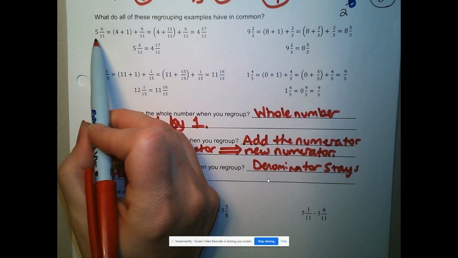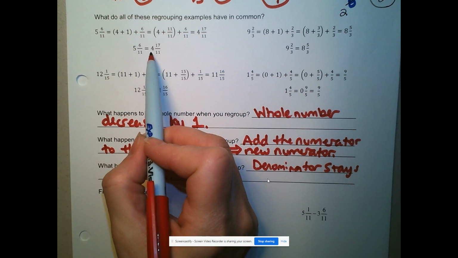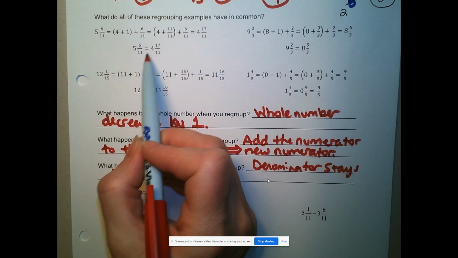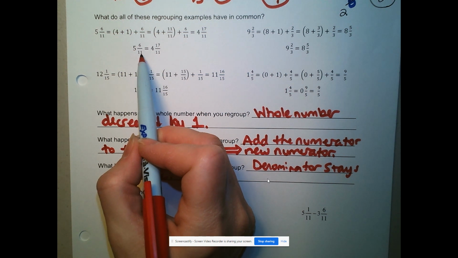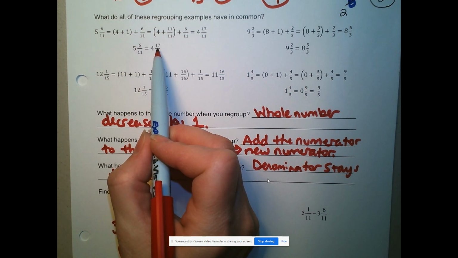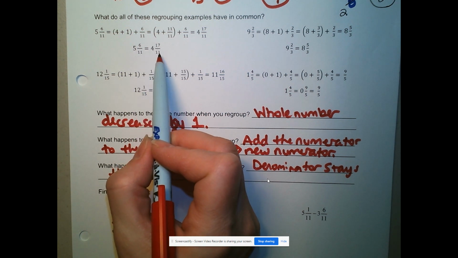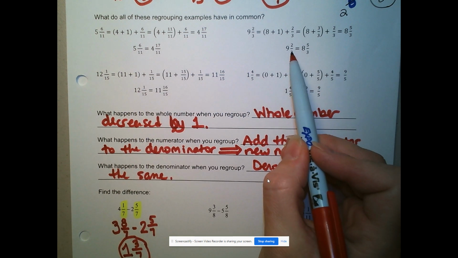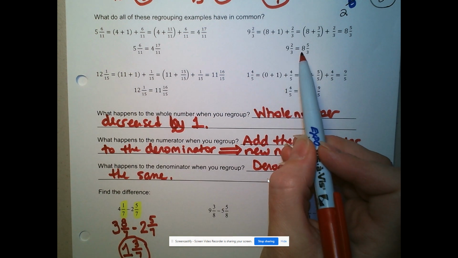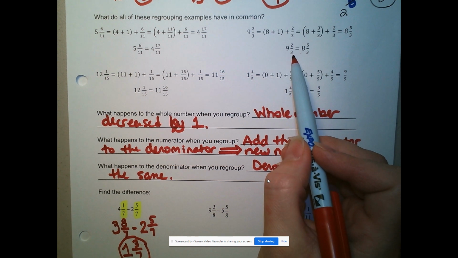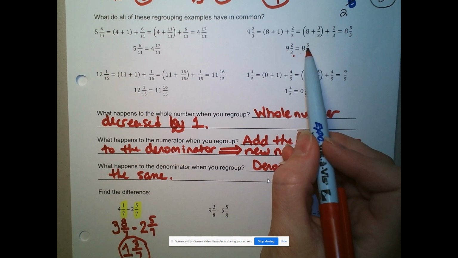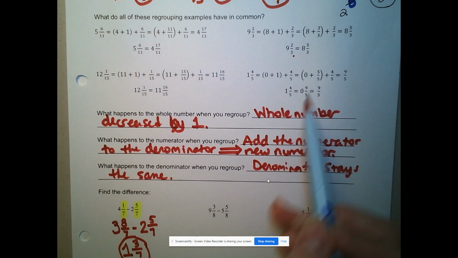So if you look up here, I had a 5 for my whole number. Look at the final answer. The whole number is a 4. It went down by 1. I had 6/11. If I add 6 and 11 together, you get the new numerator 17, and the denominator stayed the same. If you look here, the 9 went down to an 8. That's our whole number. The 2/3, if I add 2 and 3 together, I get 5, my new numerator, and the denominator stays the same.